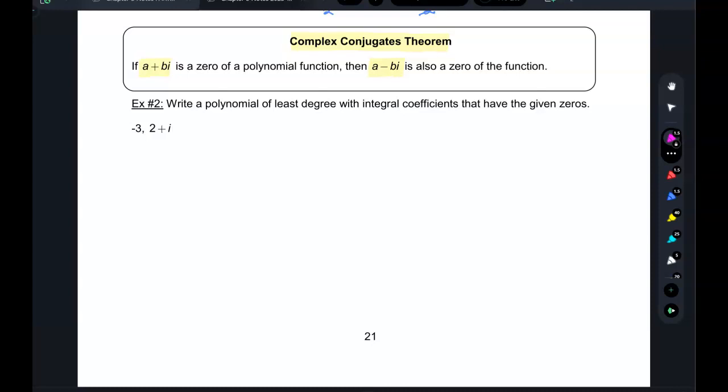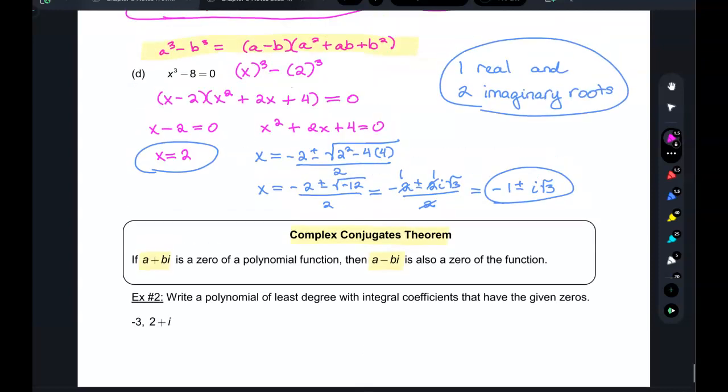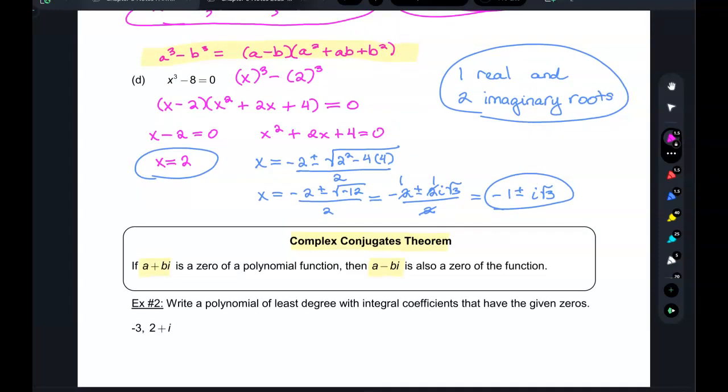Okay, so now we're going to work backwards. I'm giving you the roots and we want to work backwards to find the original polynomial. Well, what did we do when we did these problems? What did we have to do? We had to factor and set equal to 0.